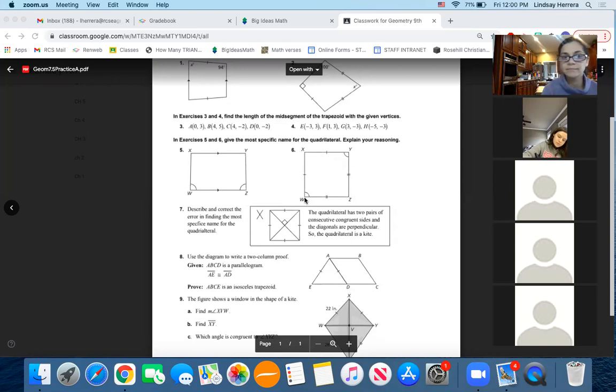What was number 5? Number 5 is an isosceles trapezoid because you have one set of parallel sides and you have one set of base angles congruent.